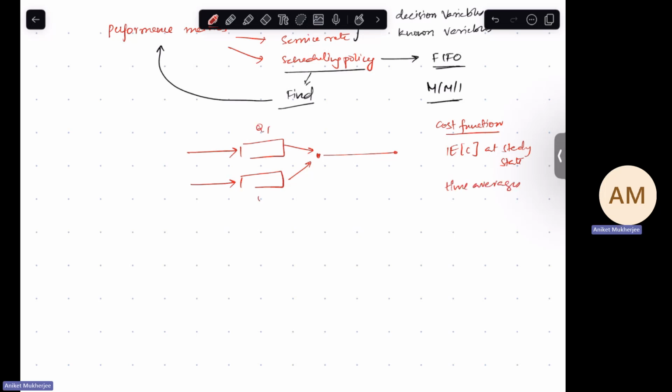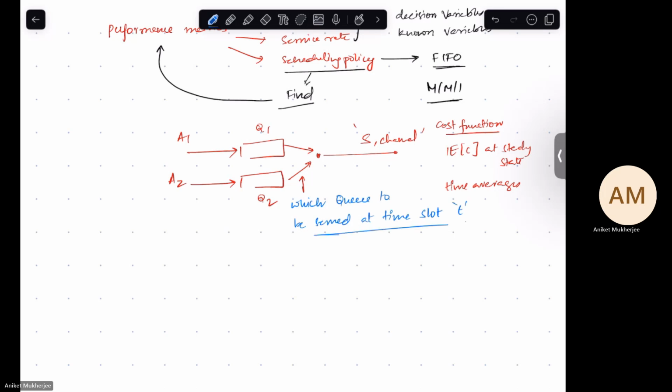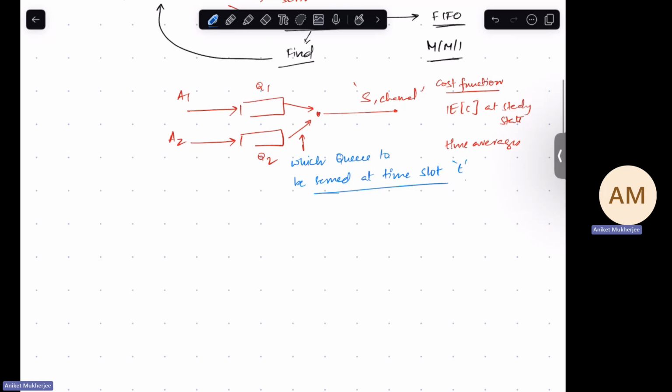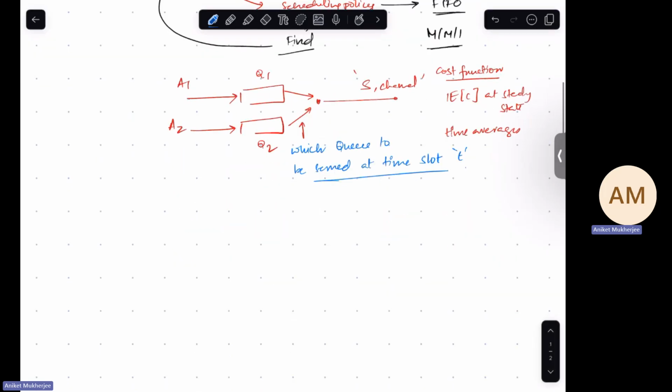So this is Q1, this is Q2, A1, A2 are arrivals, and you have a service or a channel which will serve only one of the queues. Now you need to decide which queue to be served at each time slot. So basically, we will be looking at general stochastic optimization problems.